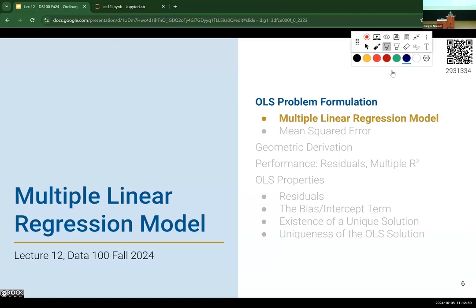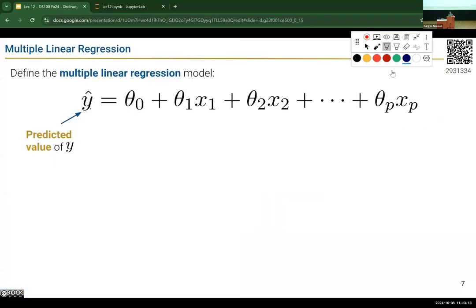The good news is that from this point on, everything is going to get easier and more on the applied side. In the second half of Data 100, after the midterm, we're going to see different applications, different machine learning algorithms or techniques every week. So things are going to get easier, but you have to get past this specific lecture. Okay, let's start. Multiple linear regression.